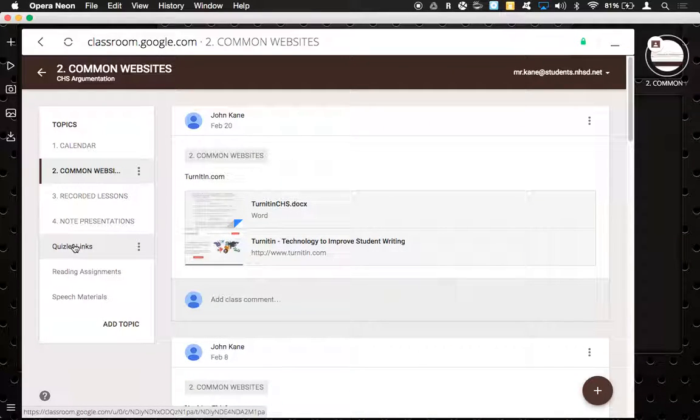Under the common websites, the first one on there now is Turnitin. So there is the link to Turnitin, and there's also the attachment of the Word document for the directions that you already have over there. The important thing from that is the class code, and then the password to get into the class, just to make sure that that is working for you.